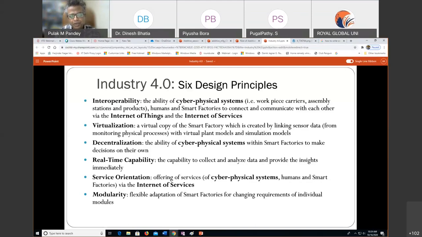So basically in virtualization, we have the concepts of augmented reality and virtual reality. With these tools, you will be able to simulate the situations of manufacturing. And of course, again, there is the use of various sensors and artificial intelligence here. Then it is decentralization, the ability of cyber physical systems within smart manufacturers to make decisions on their own. Then real-time capability, that is to collect and analyze the data and provide insights immediately. Service orientation has to be there through the Internet of Services, and modularity, that is flexible adaptation of smart factories for changing requirements of individual models. So these are the six design principles of smart manufacturing.